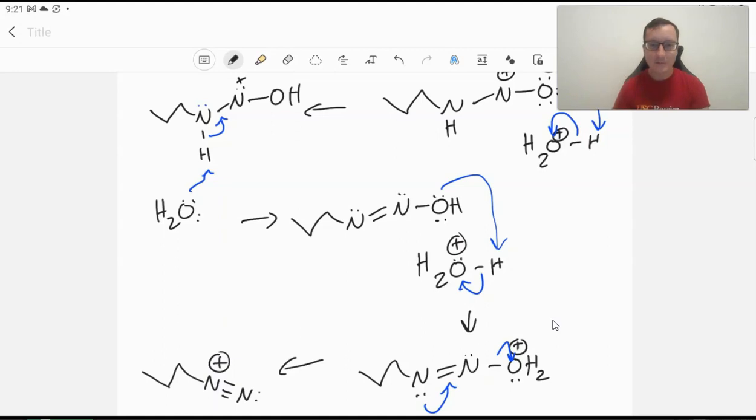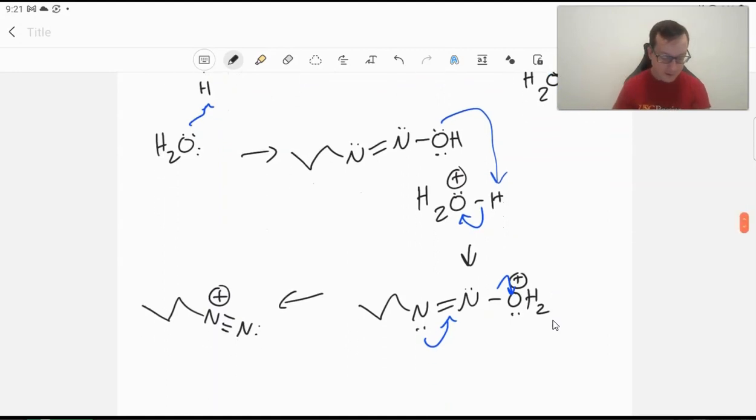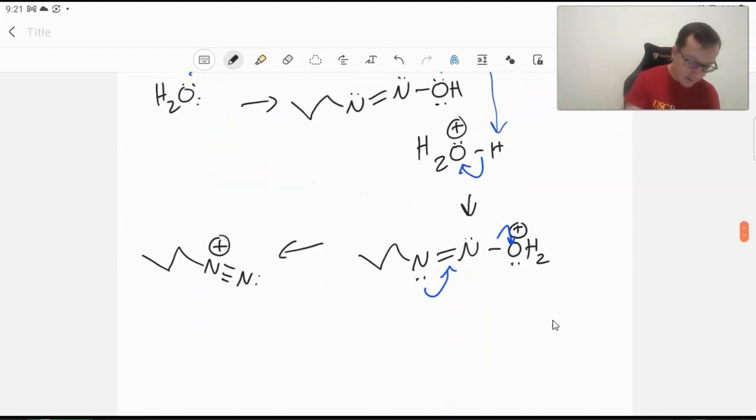So, grabbing protons, moving them around. And so we end up with our diazonium species here. This is an incredibly strong leaving group. Perhaps one of the strongest ones there is.